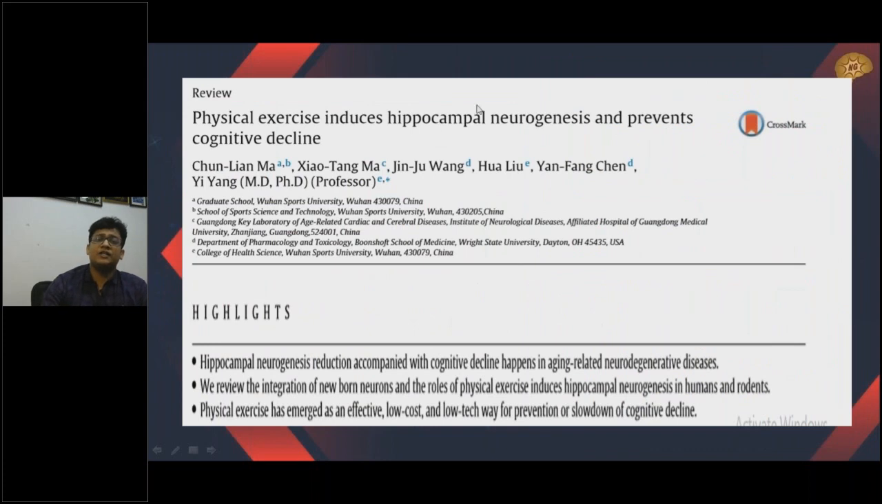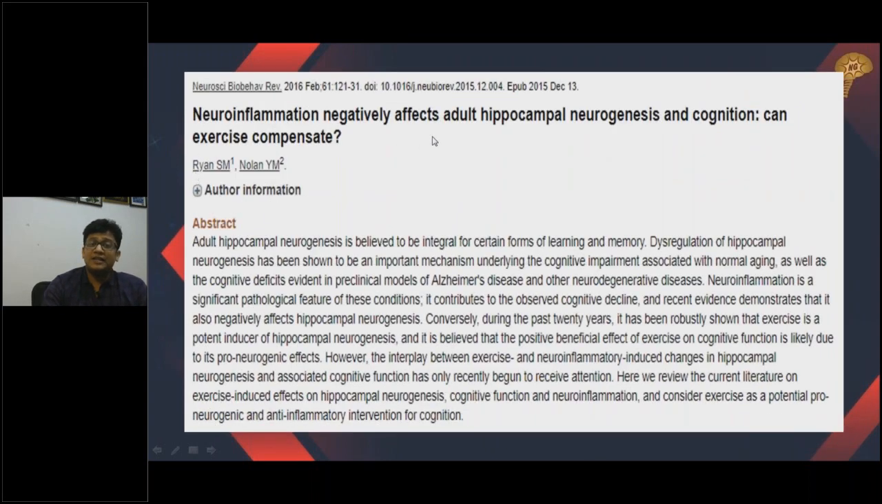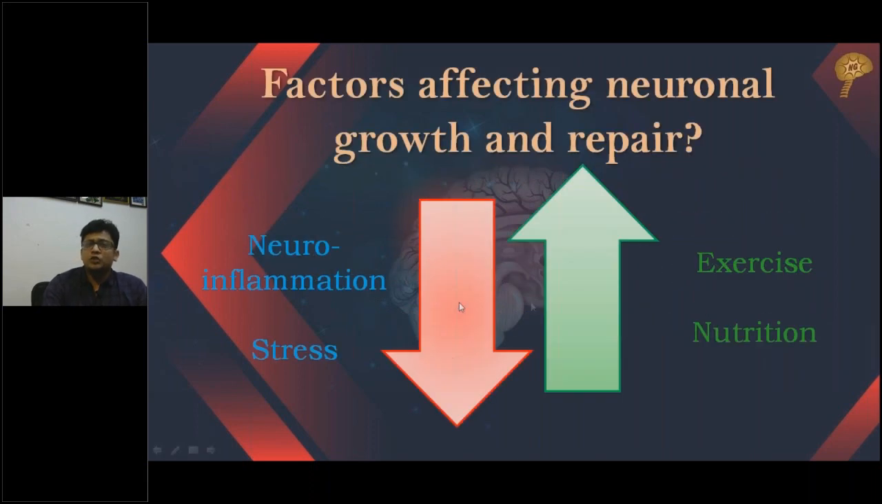Physical exercise induces hippocampal neurogenesis and prevents cognitive decline. Neuroinflammation negatively affects adult hippocampal neurogenesis and cognition. Exercise compensates. How can we ensure that these cells behave in the intended manner and result in functional tissue recovery after transplantation? So there are two factors affecting neurorehabilitation, growth and repair.